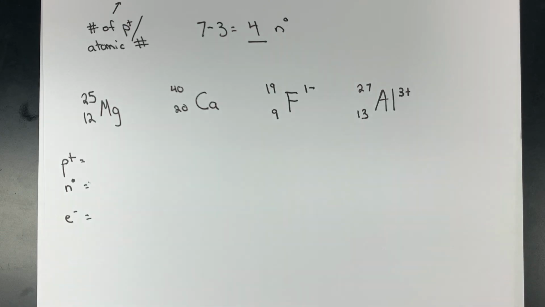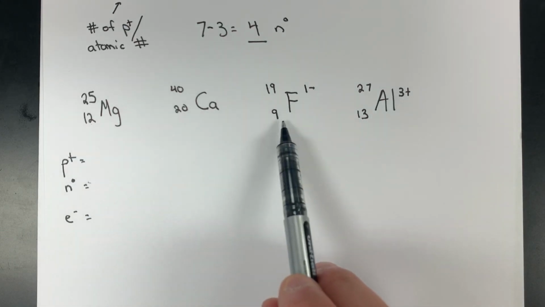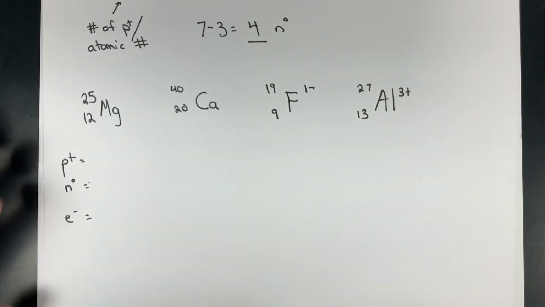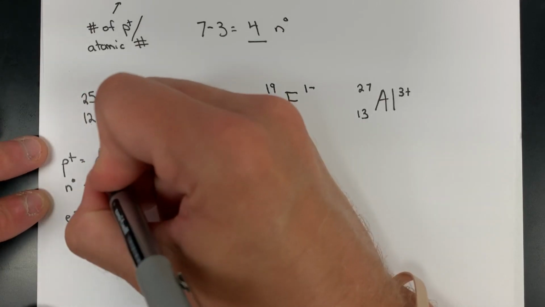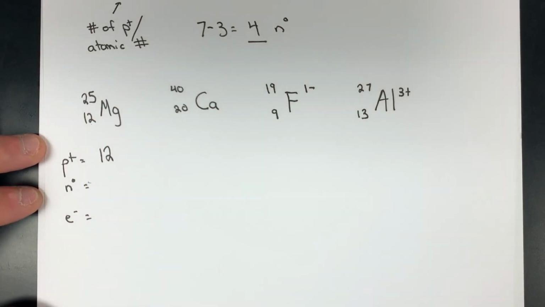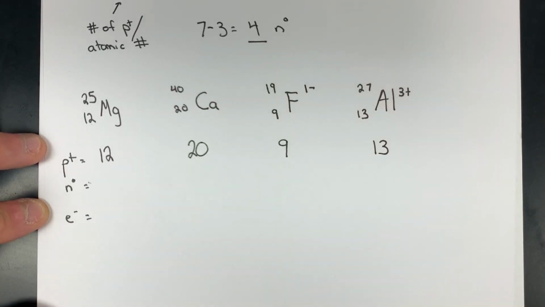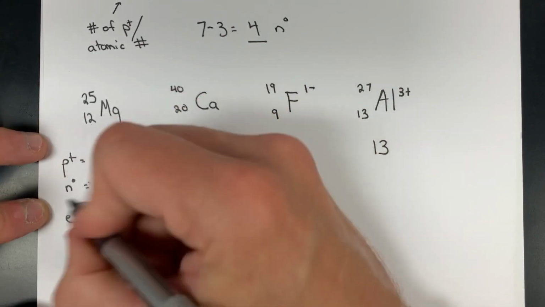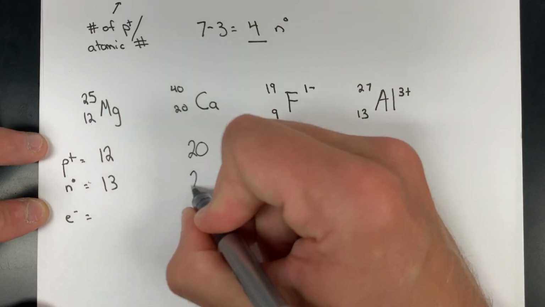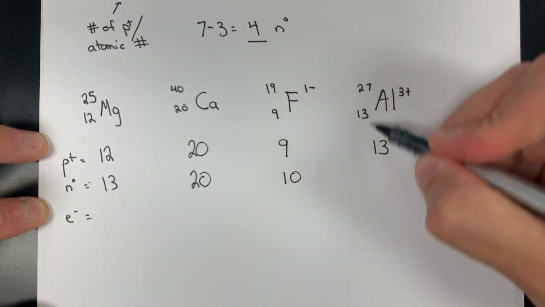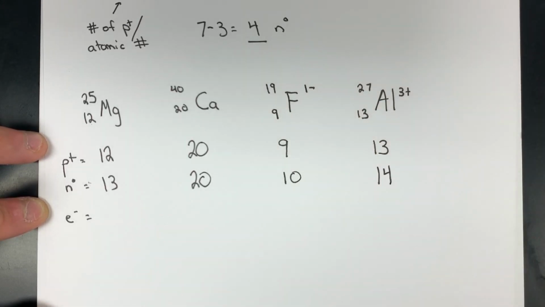So straight away, as far as the number of protons goes, that's that bottom number in all four circumstances. That is your atomic number. So again, magnesium is only magnesium because it has 12 protons. If it had a different number of protons, it would no longer be magnesium. So we're looking at 12, 20, 9, and 13. Concerning the number of neutrons, it's simply subtraction, right? So 25 minus 12 is 13. 40 minus 20 is, well, 20. 19 minus 9 is 10. 27 minus 13 is 14, okay?